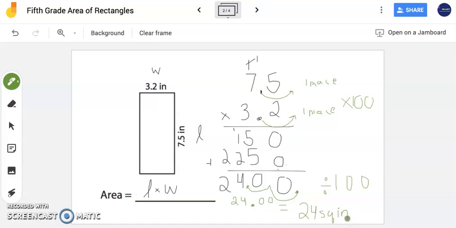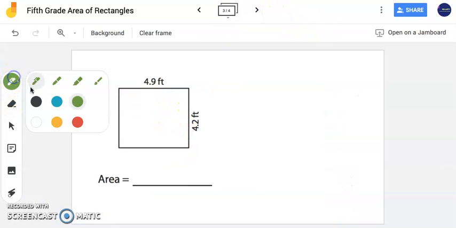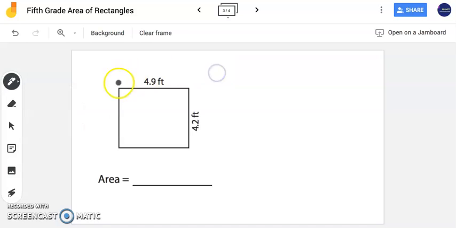You are still following the same routine when you're finding an area of a rectangle simply by multiplying the length times the width. However, the only thing you need to do in these problems today is recall your multiplying decimal skills and apply it to solving each of these problems. So let's take a look at one more example here. Again, I see I have another rectangle with a length and a width. My length here is 4 9/10, and my width is 4 2/10.